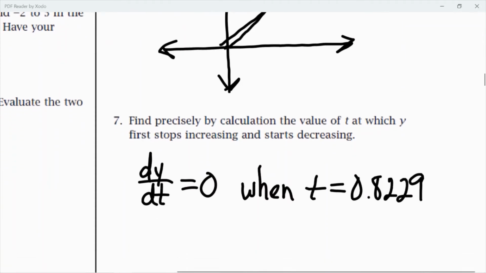Okay, number 7, find precisely by calculation the value of t at which y first stops increasing and starts decreasing. Even though we're now dealing with parametric functions, we're still dealing with the same basic calculus concepts, right? My y value is going to be at a maximum at some point. So I'm going to set dy/dt equal to 0. If y goes from increasing to decreasing, that's a maximum y value. So we set dy/dt equal to 0, and that occurs at approximately t equals 0.8229.